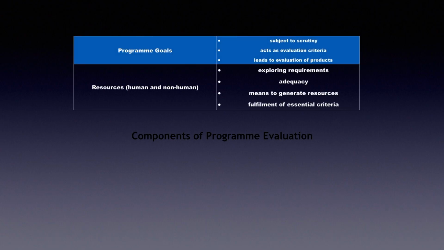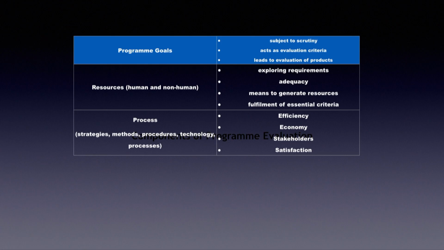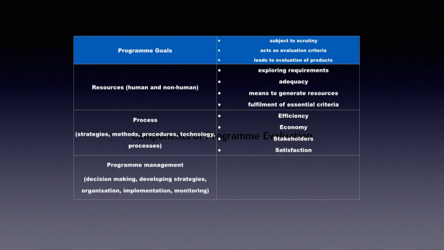Then, in addition to evaluation of an institution, sometimes evaluation of the program is also done to understand the effectivity, efficacy, efficiency, and quality of the program. Basically, the main components of program evaluation consist of program goals, resources, human and non-human resources, processes in terms of strategies, methods, procedures, technology used, and other processes. Then program management: whether decisions are made at the right time, developing strategies, organization, implementation, whether monitoring is there or not, whether controls have been used or not, and finally, ensuring effective use of inputs and processes in attainment of program goals and objectives.